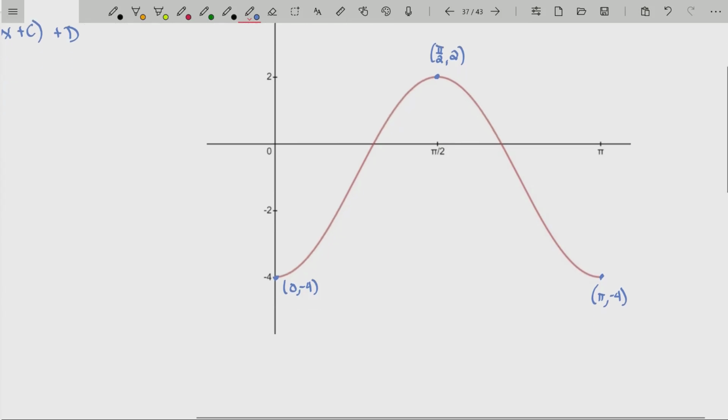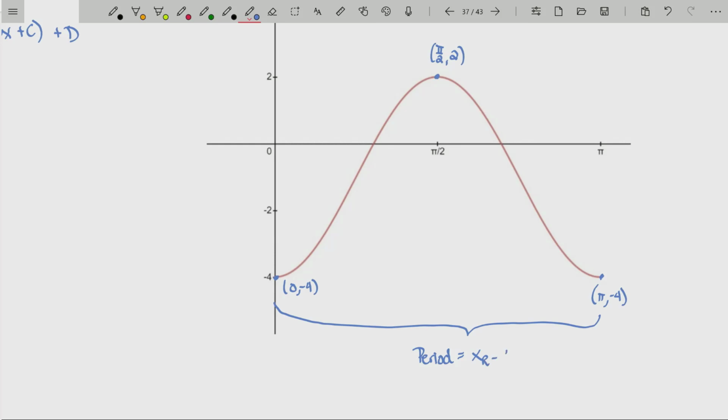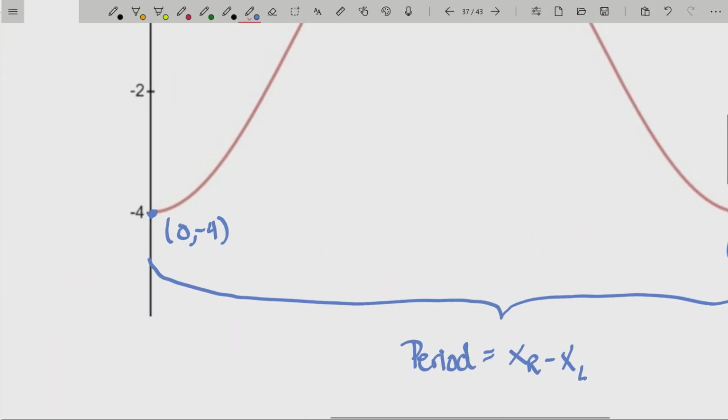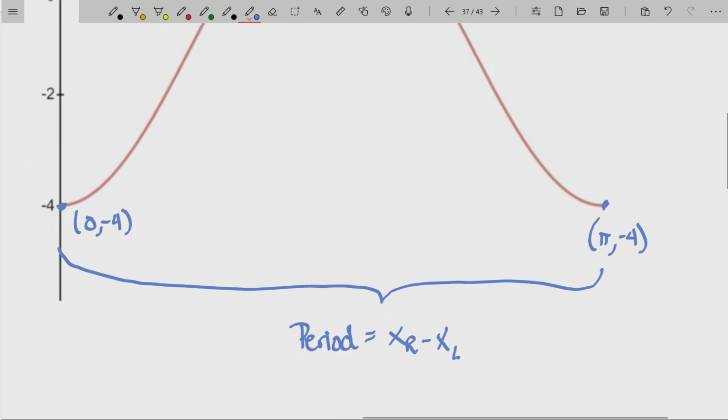For example, the distance here is the period. That's one full cycle of the cosine. And that distance from 0 to pi is a distance of pi. It would be the right x value minus the left x value. That's critical if you're in a pre-calculus class because you're moving into calculus, and I use that notation a lot in calculus. So it's the right x value minus the left x value. That's how you compute distances, at least on the x-axis. So pi minus 0, or pi.